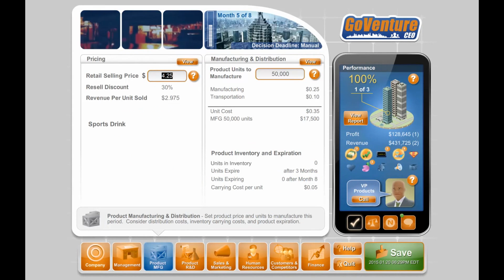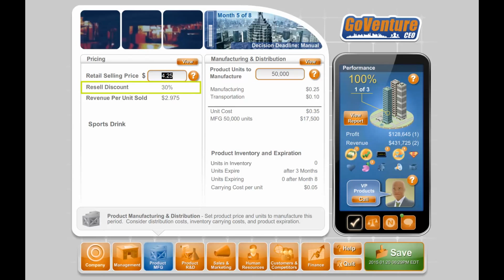There are two important decisions to make here. The first is pricing. Set the price that you want consumers to pay for your product. This is called the retail selling price. You can set any price you want, within the maximum and minimum prices set by the simulation manager. In some simulations, like this one, there may be a discount associated with the price.